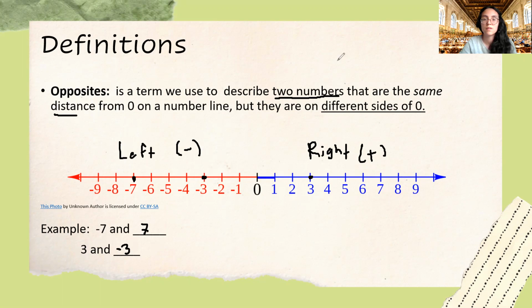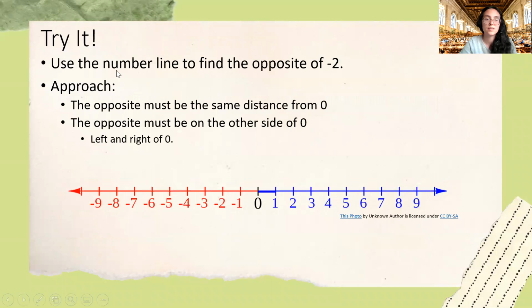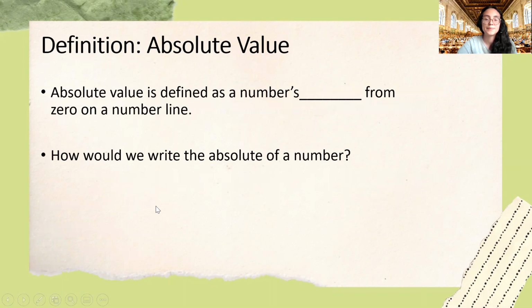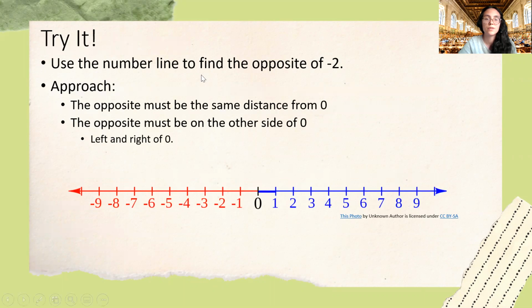Okay, so let's go ahead and move on to the next example. We're asked to use a number line to find the opposite of -2. Our approach is that we have to remember that the opposite must be the same distance from zero, and it must be on the other side of zero. So we're going to start off by graphing -2 right here on the number line. And we're going to count how many units away, or its distance away from zero. So it'll be 1, 2. So this to here is going to be 2 units.